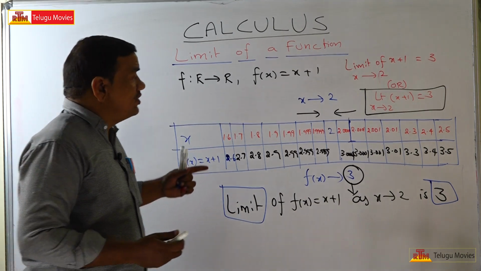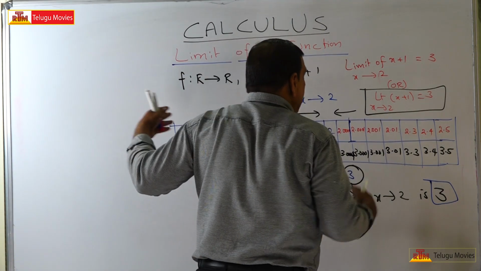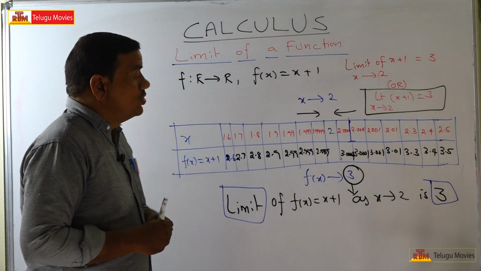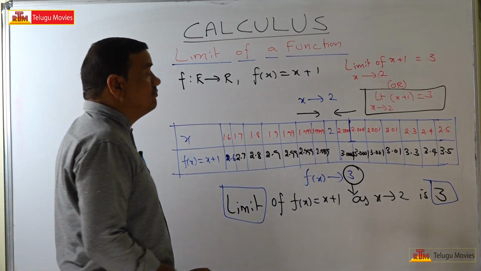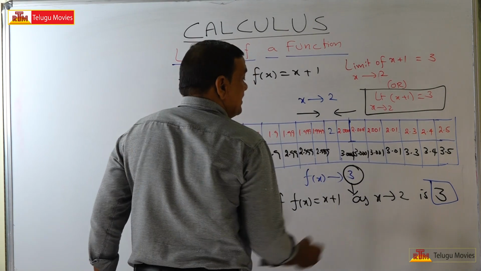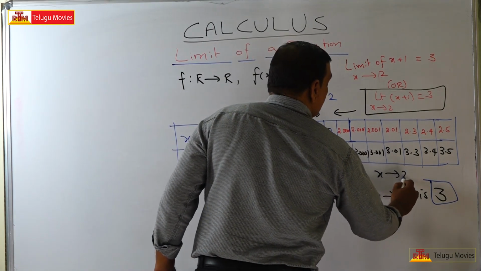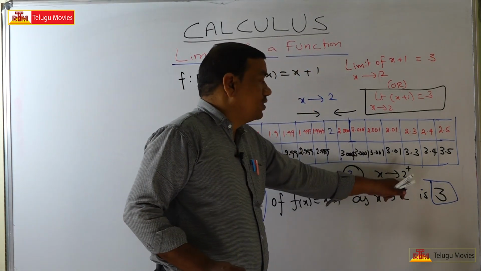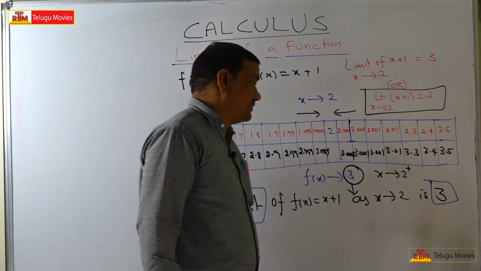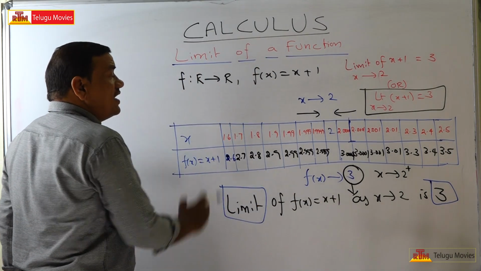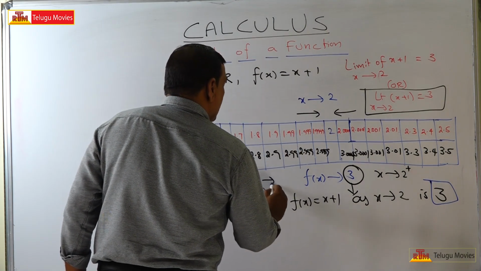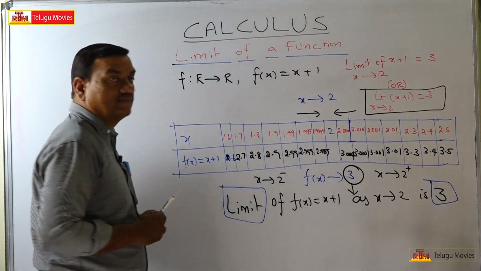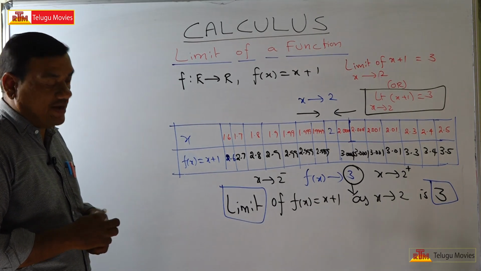When you say approaches or moves close to, we are approaching from the left hand side and the right hand side. When you approach x from the right hand side, you write symbolically x approaches 2 plus. Here x value approaches 2 from the left side, so you write x approaches 2 minus.